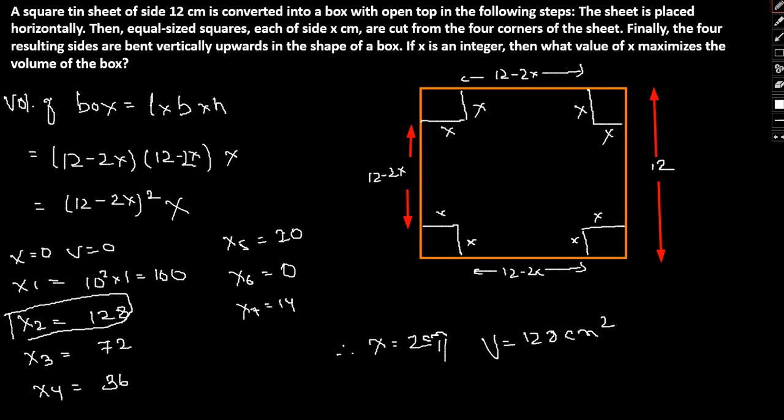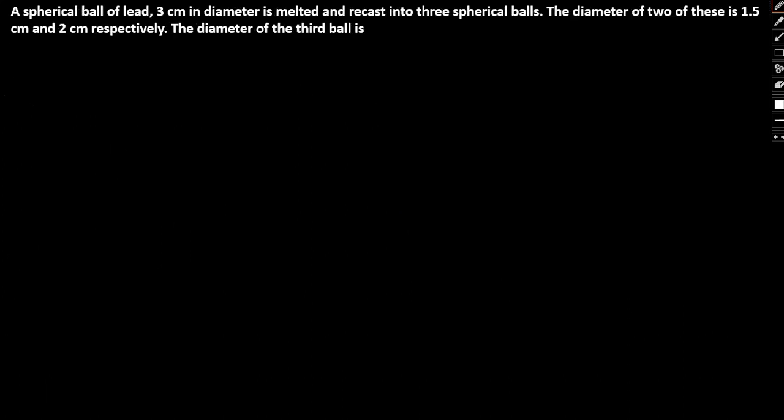So I hope this is clear. We basically have to check multiple values to get an answer. So let's move to the next question. The next question is again pertaining to mensuration, so let's take a look.